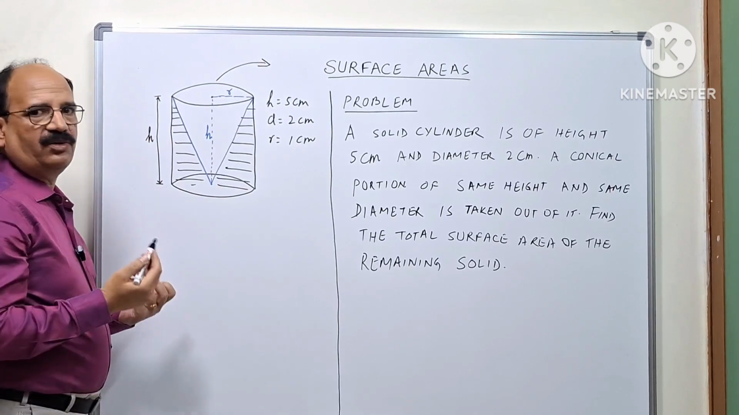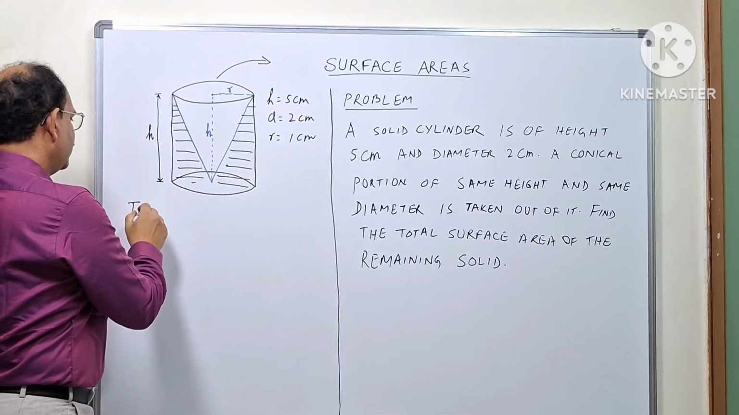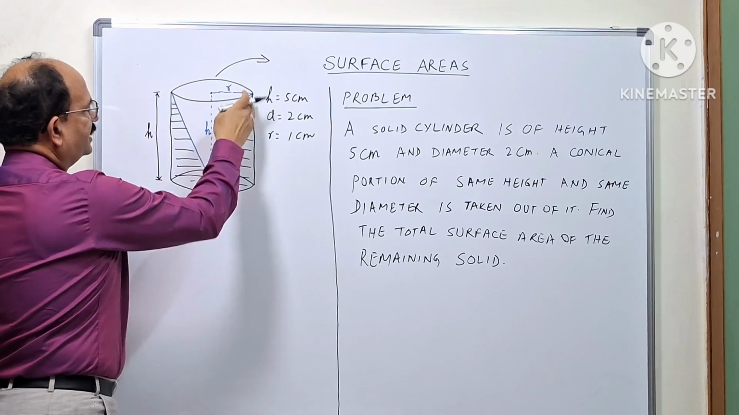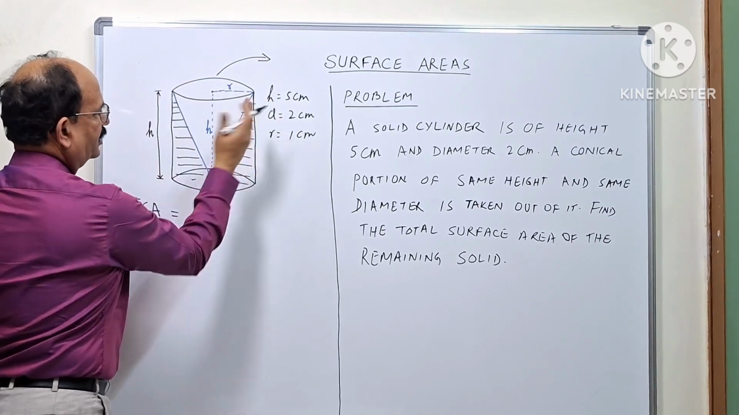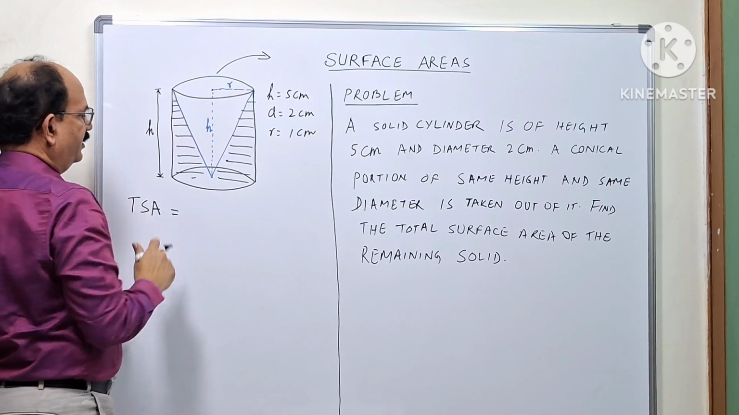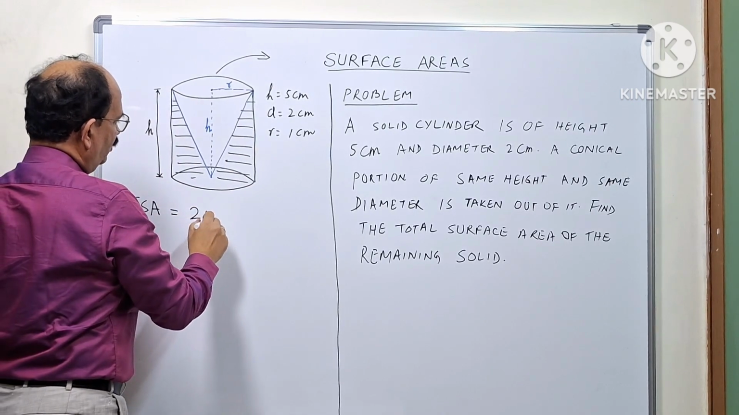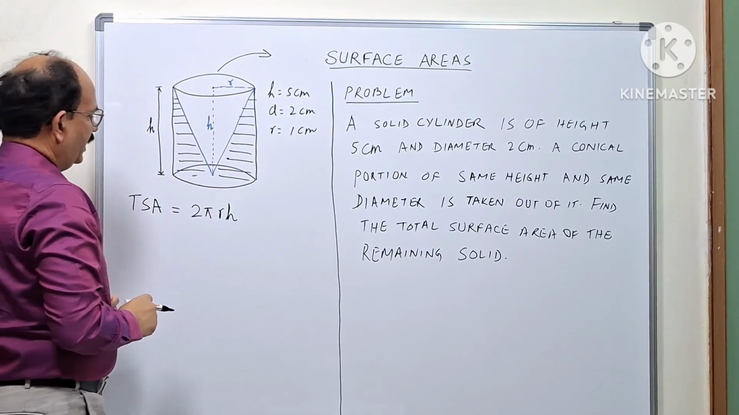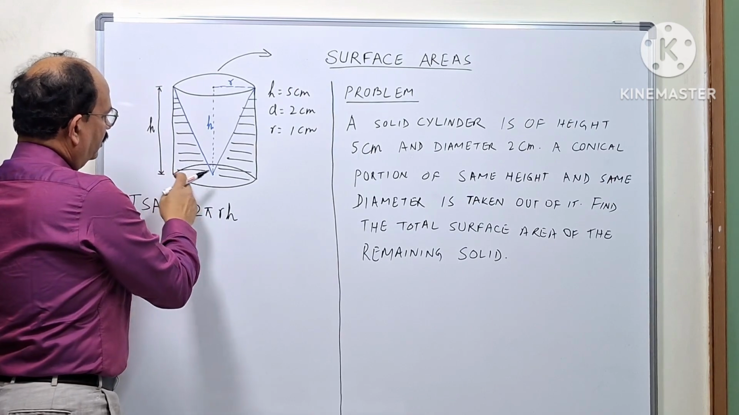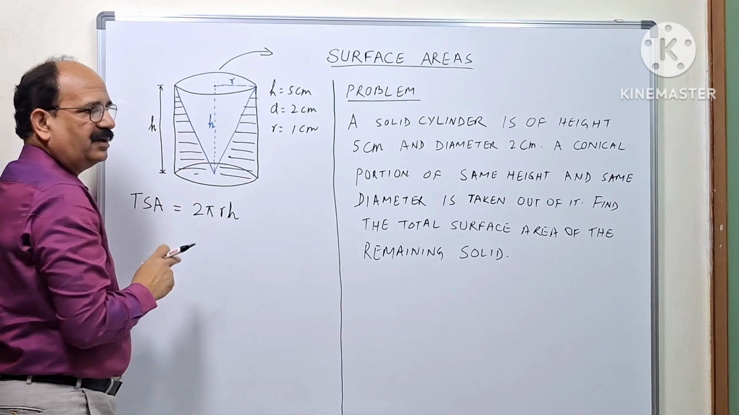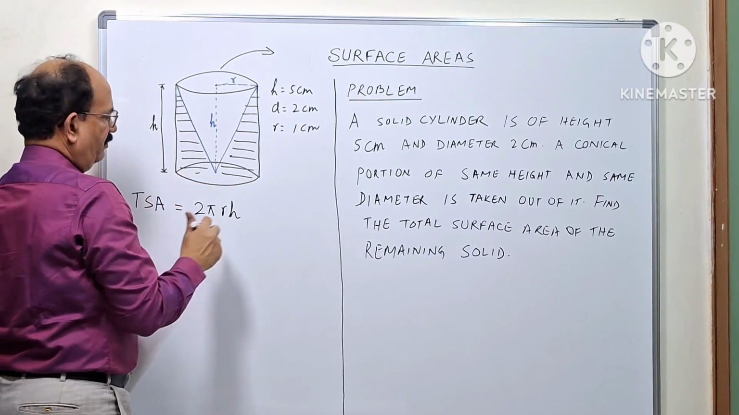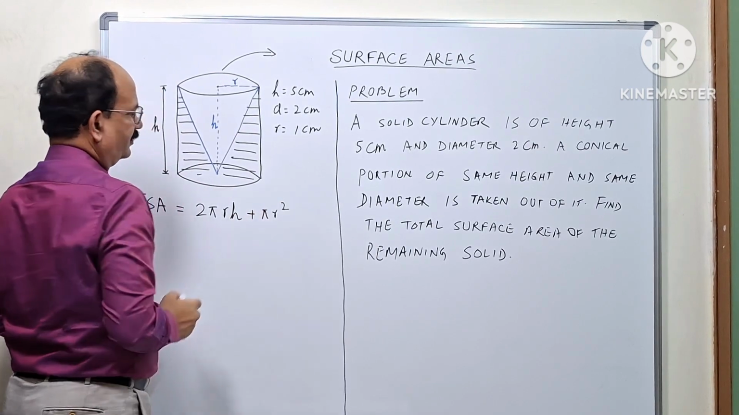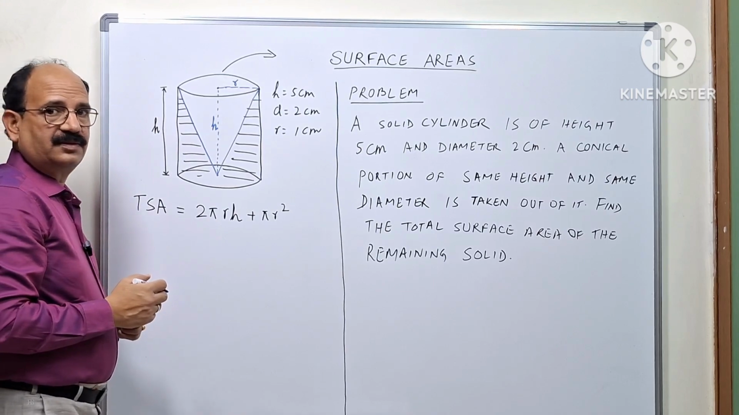So let's look at that. What will be the total surface area? Total surface area of this solid will be the curved surface area of the cylinder, which is the curved portion of the cylinder, and we know that it is 2 pi r into h. Then there will be the lower circle of the cylinder still available, so that will be pi r square. What else?